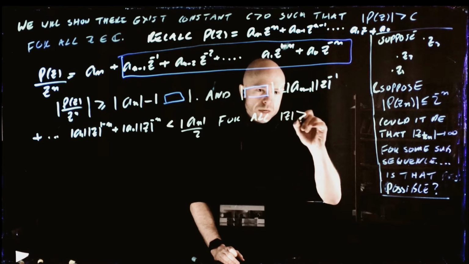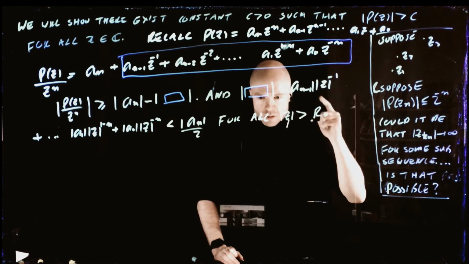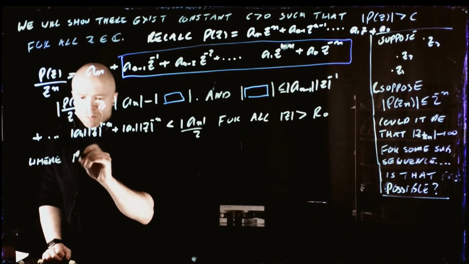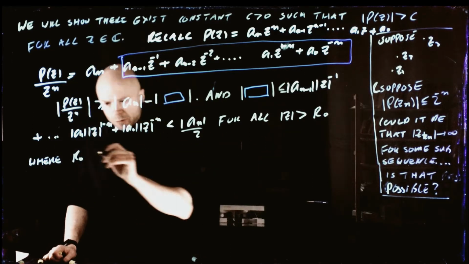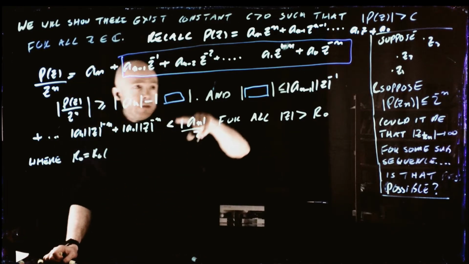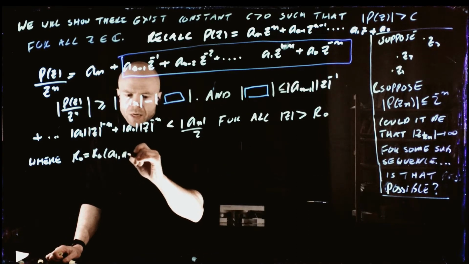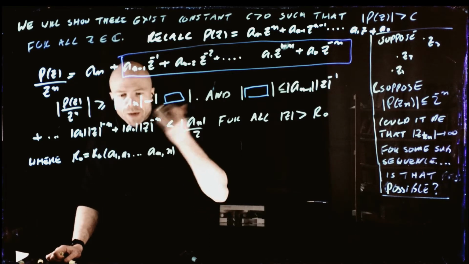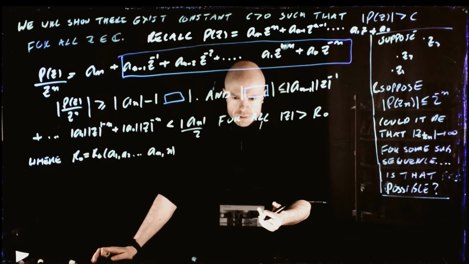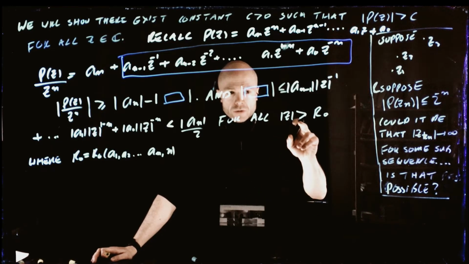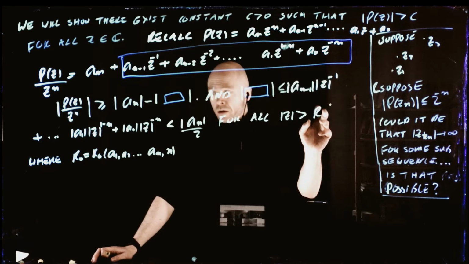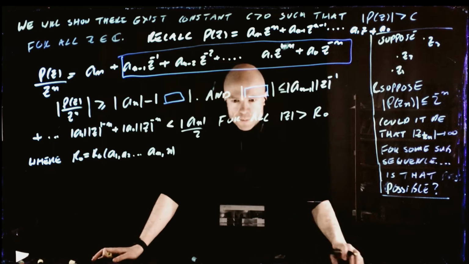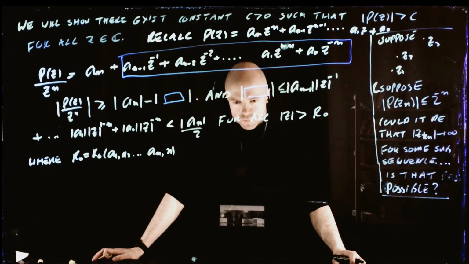for all mod z bigger than some radius R0, which depends on our coefficients. So the way we write constants depending on other things, we write like this. R0, which depends on the coefficients a1, a2, blah, blah, blah, a n, and also depends on the number n itself. There's clearly some constant for which, for any absolute value of z bigger than R0, the sum of all of these guys is less than this number right here. Do you see what I mean?